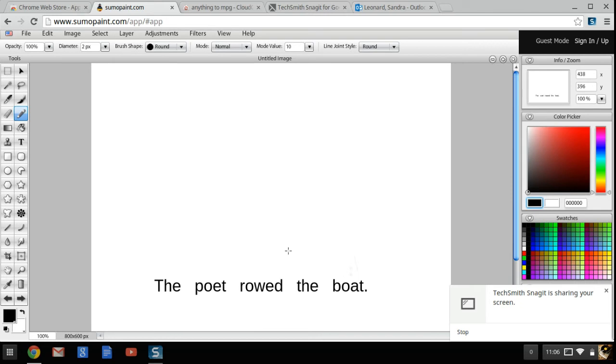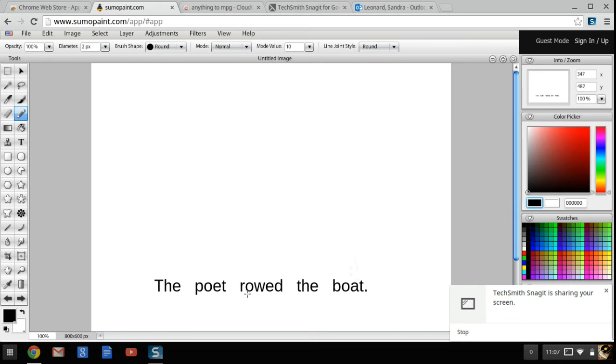A couple of you were telling me that you are having difficulty with the sentence structure. At least one of you emailed me this weekend to say that you're having difficulty with whole sentence parsing. And so I wanted to see if we can figure this out together with a very simple sentence. The poet rowed the boat.